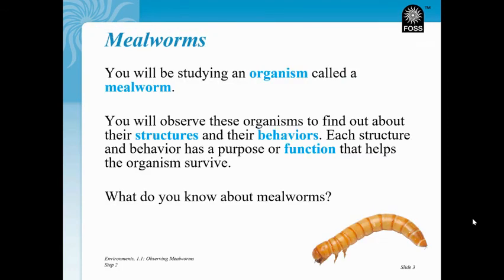All right, let's begin. Mealworms. You'll be studying an organism called a mealworm. You will observe these organisms to find out about their structures and their behaviors. Each structure and behavior has a purpose or function that helps them survive. What do you know about mealworms? Take a minute to think about mealworms. It's okay if you don't know or have never seen a mealworm before. Here's a picture of one. Think about its structures. What type of behaviors do you think it will have?